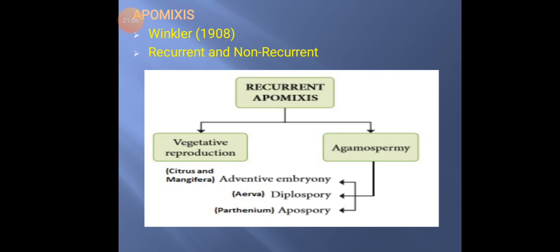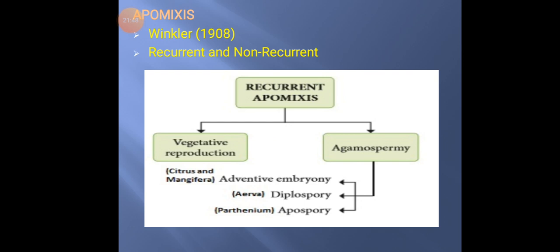Winkler in 1908 discovered apomixis, and two types are present, recurrent and non-recurrent. In the non-recurrent, meiosis can happen after forming the four megaspores from the megaspore mother cell. These normal megaspores do not fuse with the male gamete. But in the recurrent apomixis there is no meiosis and no mixing of male and female gametes, that is, fertilization is also not there and meiosis is also not happening here.